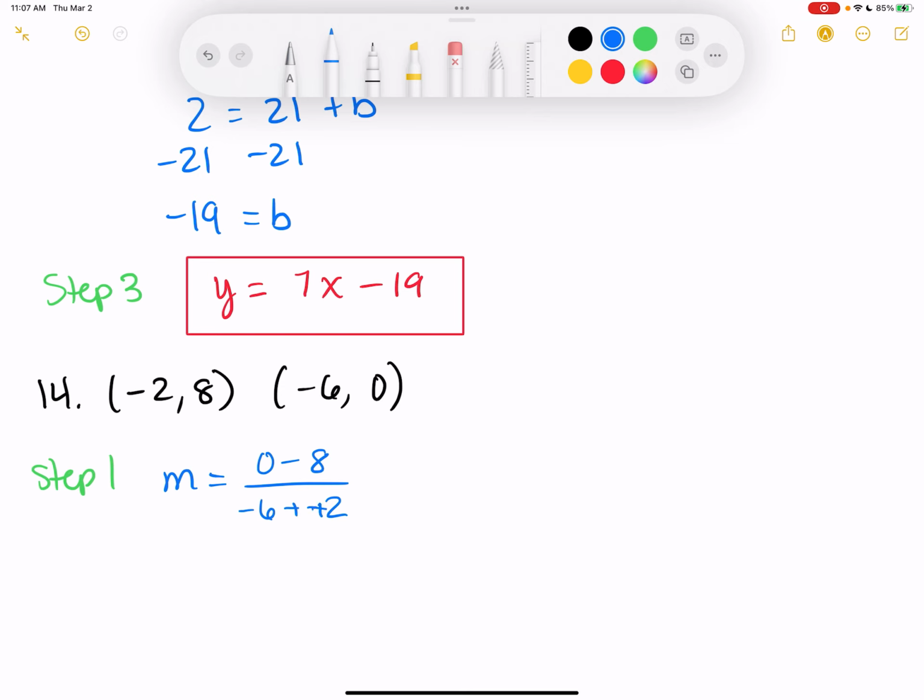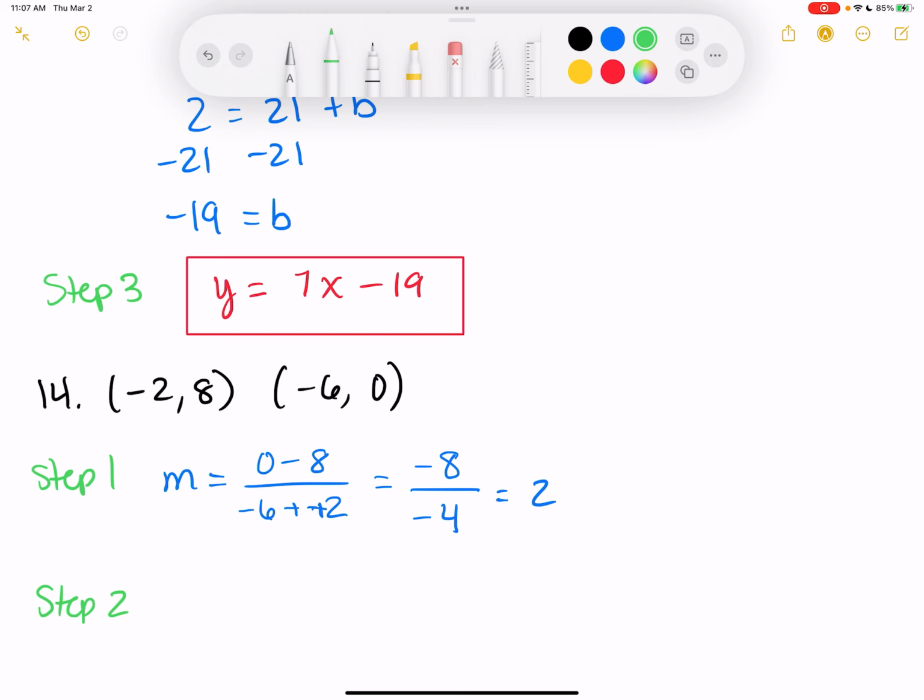So then I have on top -8 over -6 plus 2, which is -4. -8 divided by -4 is 2. Yep, +2, because they're both negative, so it becomes positive. So then now, step 2, I need to find my y-intercept.